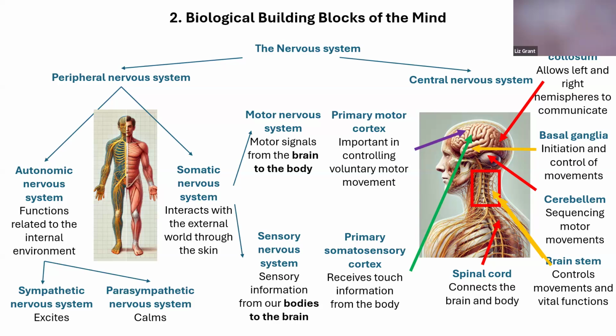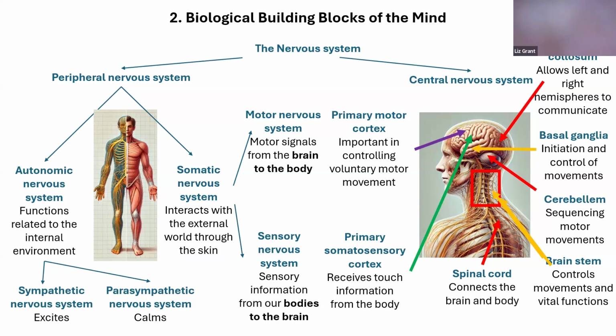And that has two elements to it as well: the sensory nervous system, which senses things through our five senses and sends information from our bodies to the brain through the primary somatosensory cortex, which receives that information from the body. And then next to the primary somatosensory cortex in the brain is the primary motor cortex, which is important in controlling motor movement, and then sends messages back to the motor nervous system.